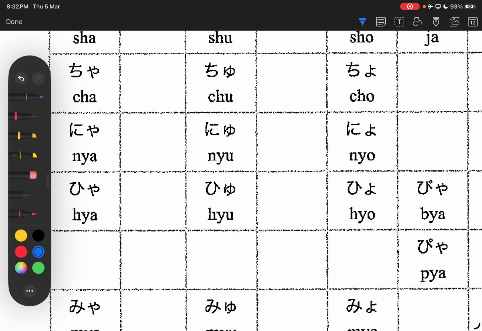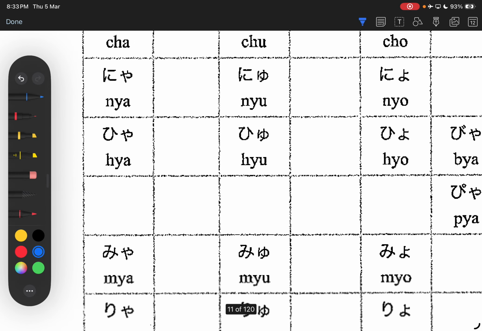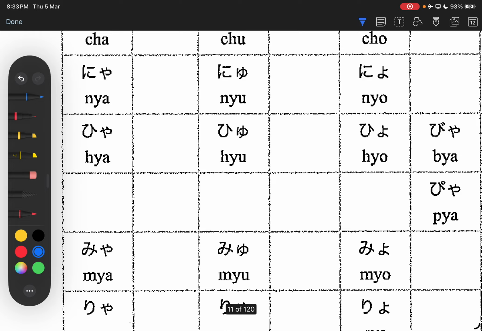I think they're missing one. Niao. No, just kidding. So this is the NY series: nya, nyu, nyo. If you're wondering, we use them quite often. For example, gyunyu means milk. So we use all these characters quite often. Next we have the HY row: hya, hyu, hyo.